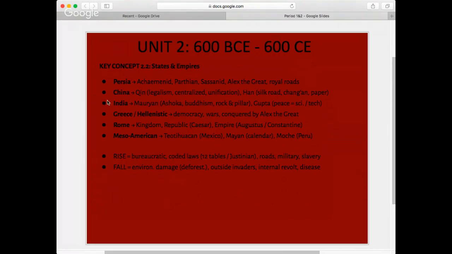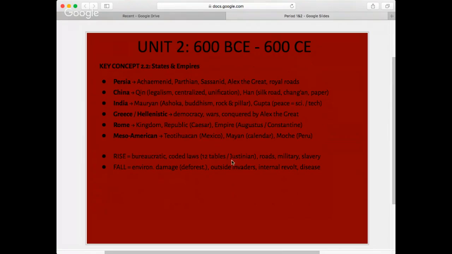And then you should know that for all of these empires, and this has been a question on the exam before, why they all rose. So they all rose because of bureaucracy, which just means governments. So they all started governments, and that helped them to rise. It's hard to have a civilization without a government. They also all started codifying their laws or just creating and putting together law codes.